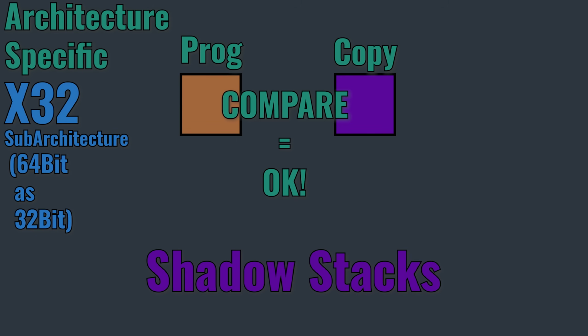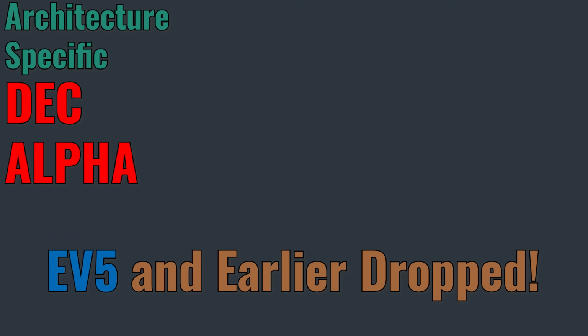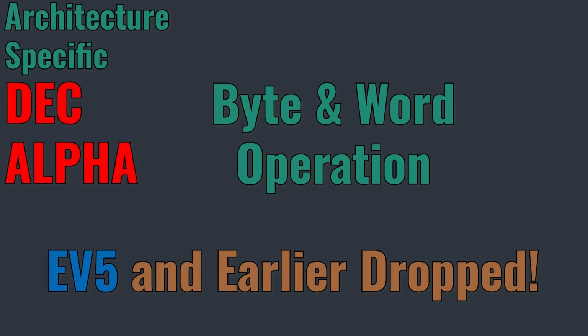So we've been talking about a lot of things that were added. Now we're going to talk about things that are dropped. More precisely, the support for some DEC Alpha CPU. So DEC Alpha being the architecture, and the CPUs that we're talking about are EV5 and earlier, which is the type of CPU. Now, the reason why we're dropping support for those is because they lack standard functions like byte and word operations, which are pretty much basic for any CPU architecture, but weren't there with DEC Alpha EV5s and earlier.